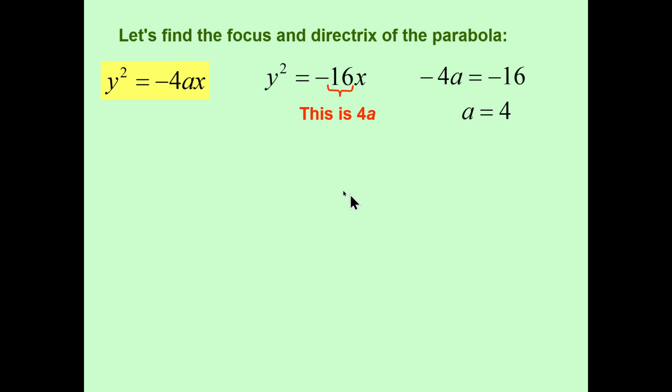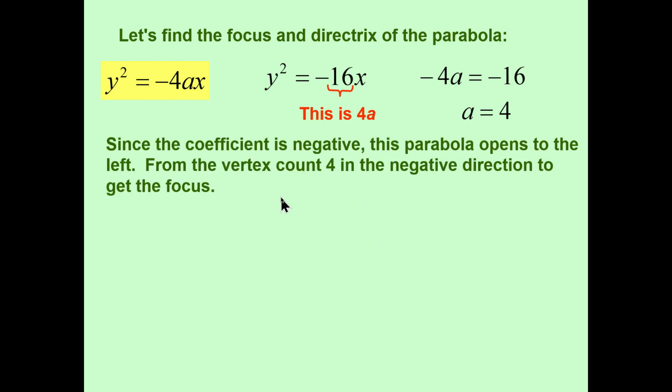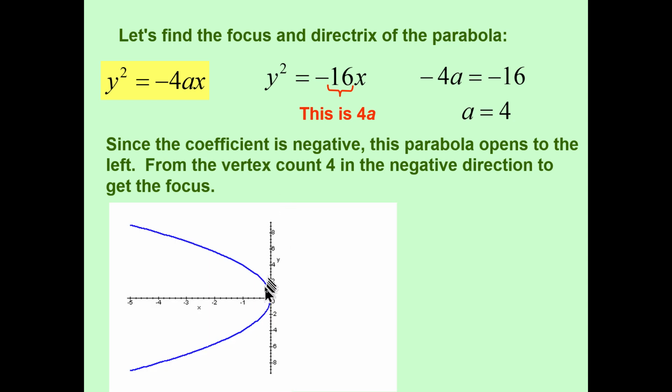So we know what our a is, and we know the vertex is the origin. In this case, the coefficient is negative, so it opens to the left. From the vertex, count 4 units in to get to the focus. And what's the location of that point? Negative 4, 0.